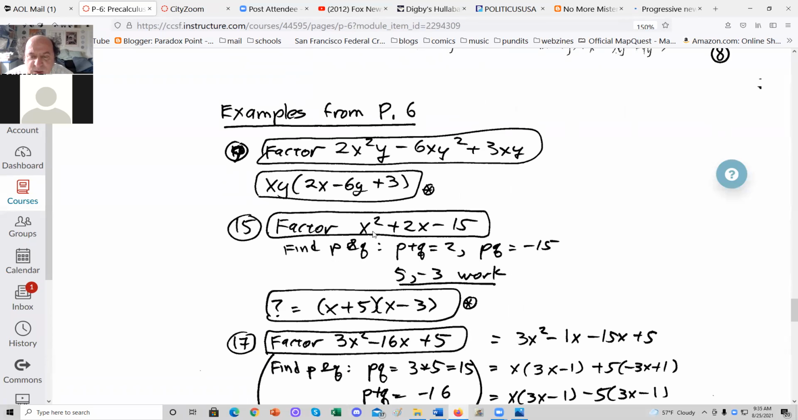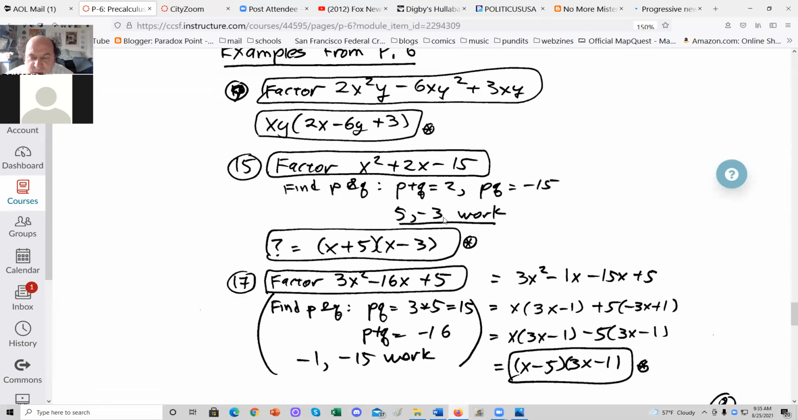Here's factoring x squared plus 2x minus 15. We need two numbers whose sum is 2 and whose product is negative 15. After a fairly brief search, 5 and negative 3 work. Their sum is 2, their product is negative 15. So this equals x plus 5 times x minus 3.